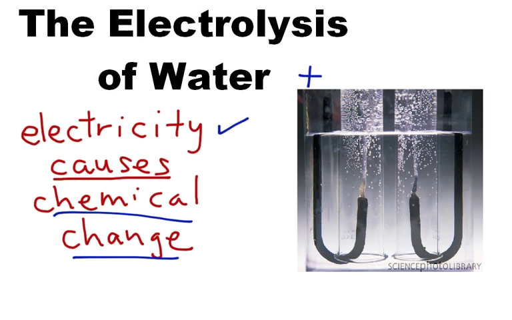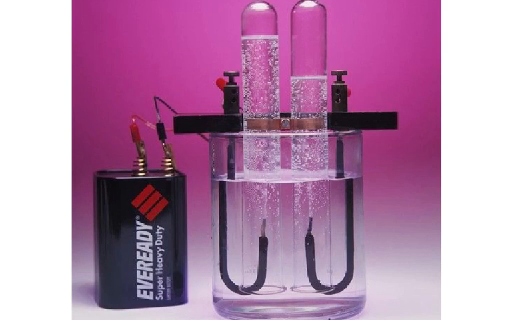So one of these sides would be positive, one of these sides would be negative, and that charge difference is going to cause a chemical change in the water. And we need to understand that pretty well. Now looking more closely here, we can see that there is a red wire and there's a black wire. Red wires are typically the positive wire, and the black wire is the negative wire.